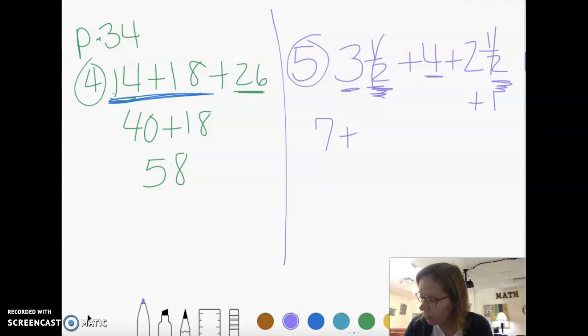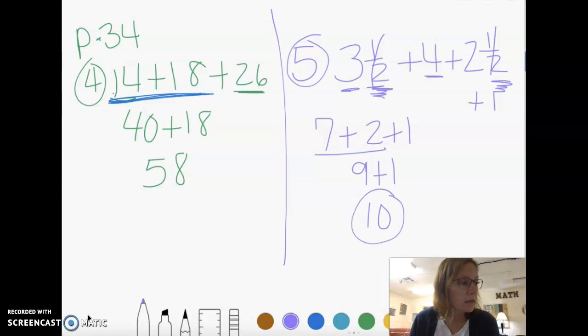Then I'm going to bring down what I didn't use yet. Okay, and that whole came from my 2 halves. That's where that 1 came from. Now I'm going to add the next 2, 7 plus 2, which is 9. And bring down the 1 that I didn't use yet. And then my final step, 9 plus 1, is 10. And that's my answer.